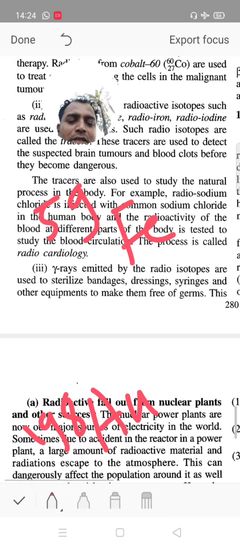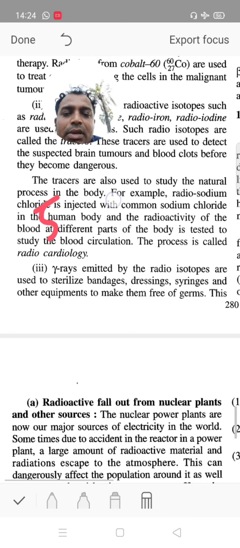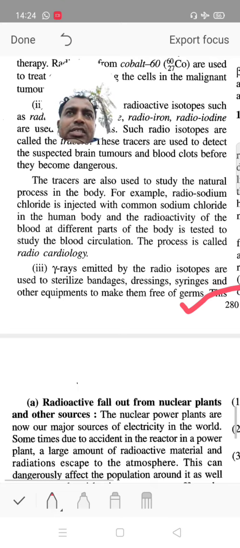Now another purpose of gamma rays. Some gamma rays emitted by the radioisotopes are used to sterilize bandages, dressings, syringes, and other equipment in hospitals, because hospitals contain a lot of bacteria. By using gamma rays we make them free from germs and bacteria. So gamma rays are used to sterilize equipment.